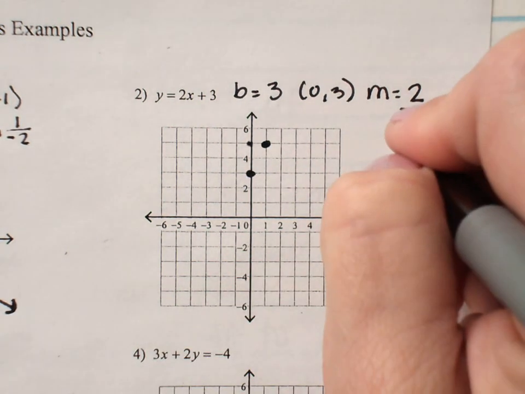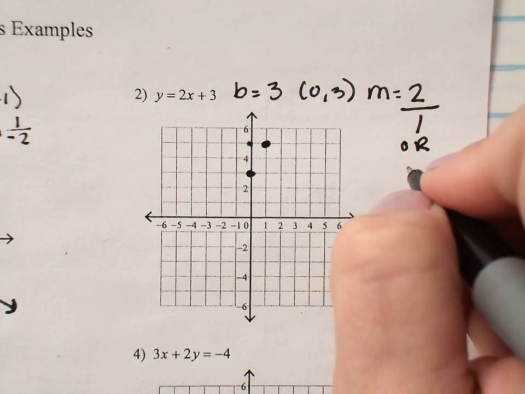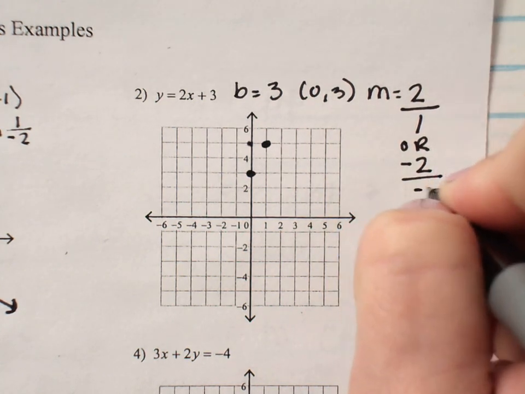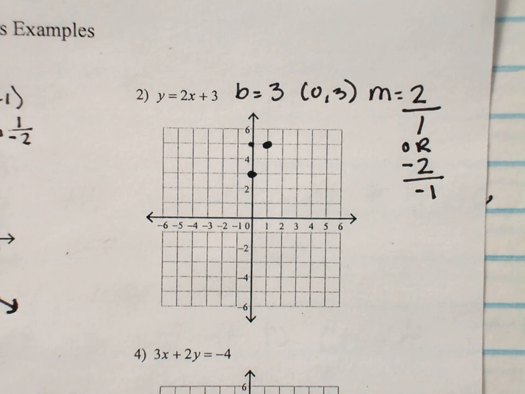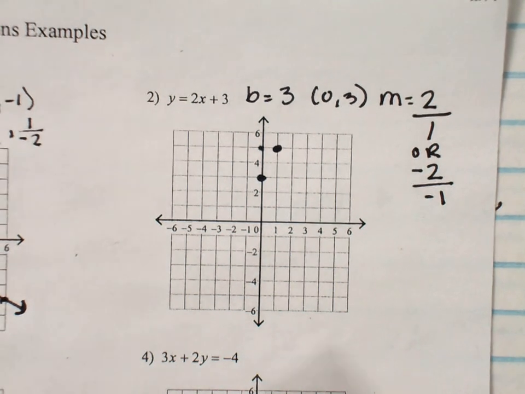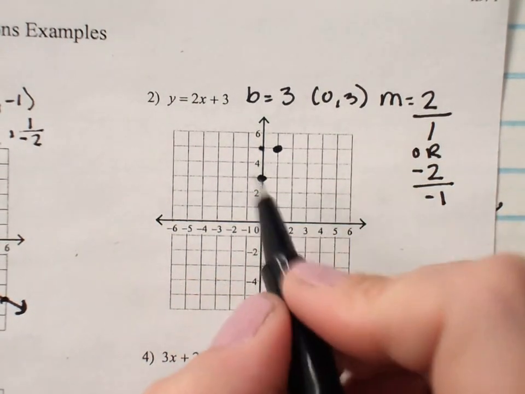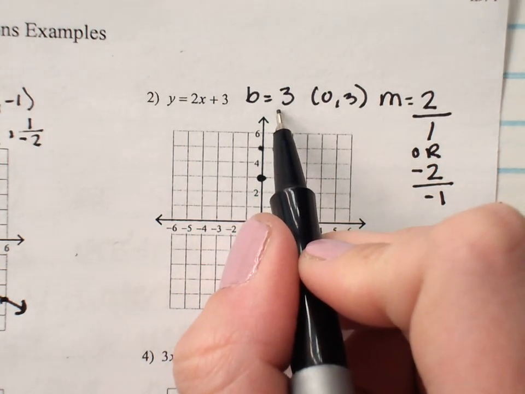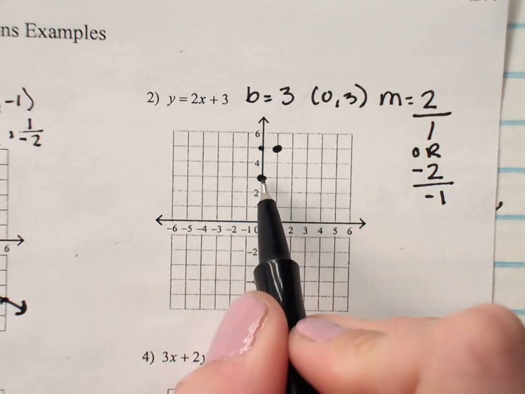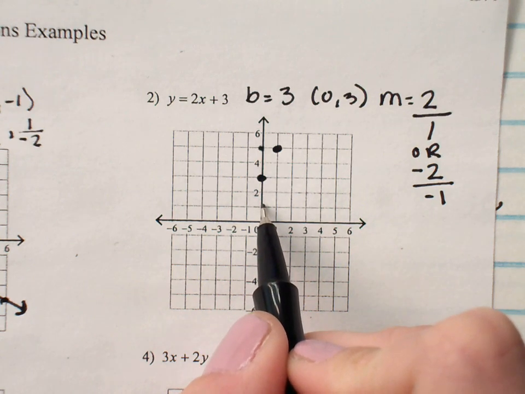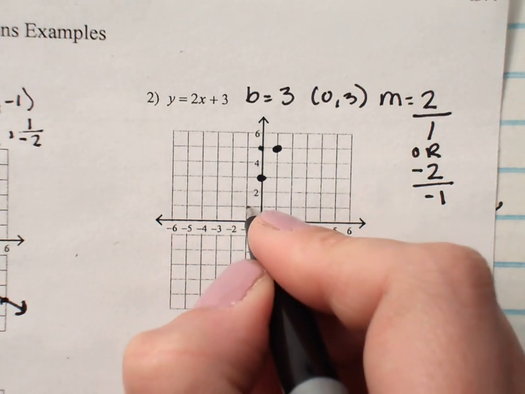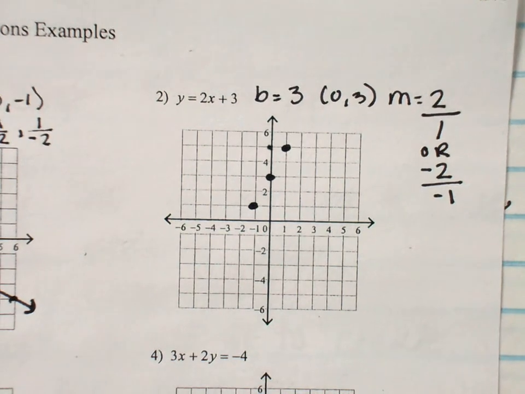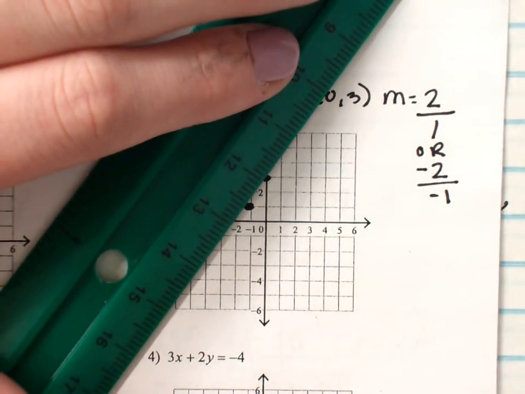I wanted to make the opposite of positive 2 over positive 1 is negative 2 over negative 1. Both of them give you positive slopes because a negative divided by a negative is a positive. If I wanted to add another point, I don't have any room up here to go up 2, right 1 more. So I can go down 2, which is negative 2, and left 1, which gives me negative 1, and I have my graph.